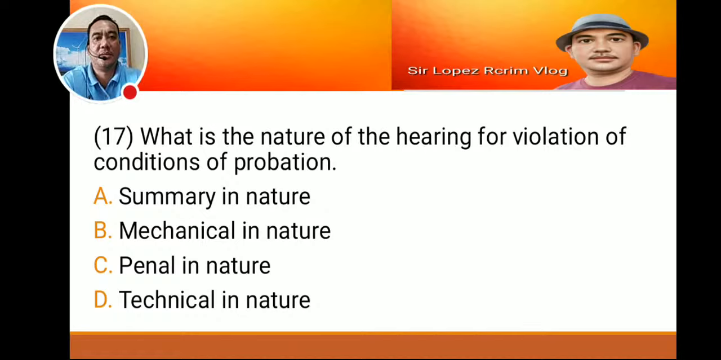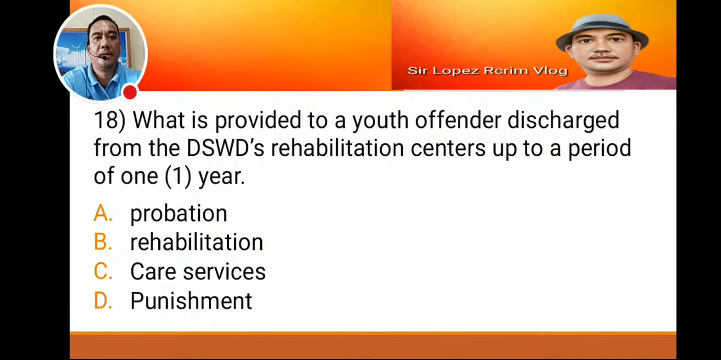Next, question number 18. What is provided to a youth offender discharged from the DSW rehabilitation centers up to a period of 1 year? Letter A, probation. Letter B, rehabilitation. Letter C, care services. Or letter D, punishment.